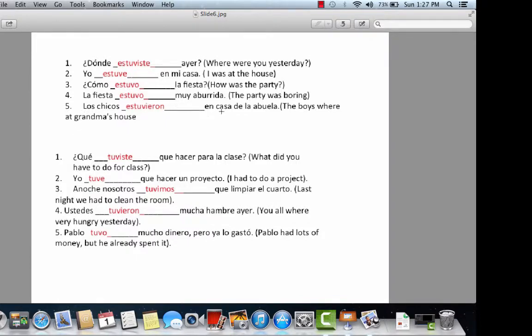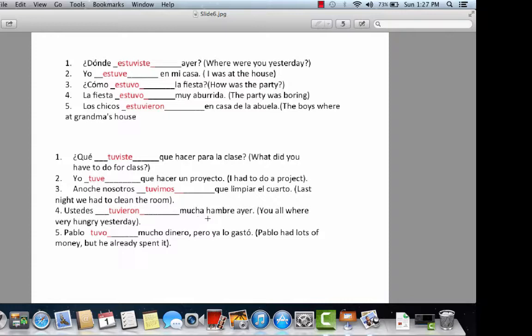Los chicos estuvieron en la casa de la abuela. The boys are the subject, so third person plural. ¿Qué tuviste que hacer para la clase? The subject is you, the form is tuviste. Yo tuve que hacer un proyecto. The subject is I, the form is tuve. Anoche nosotros tuvimos que limpiar el cuarto. The subject is we, nosotros, so the form is tuvimos.